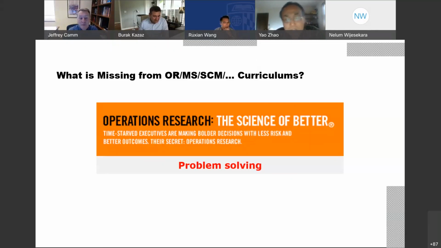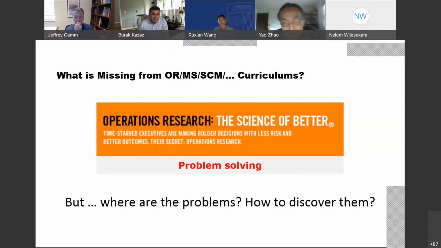Because operations research, which is the root of all these curriculums, is the science of better, right? But where are the problems and how do we discover them? These questions are really about problem discovery. They are equally important, if not more, but they're hardly covered or completely missing from our curriculum.